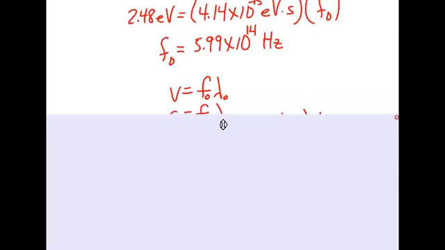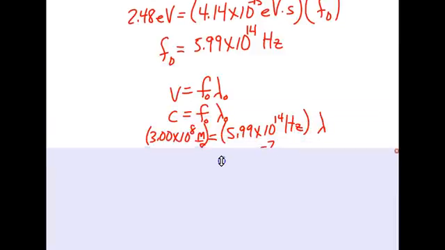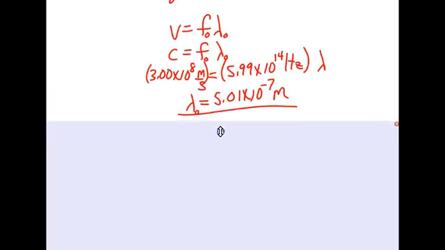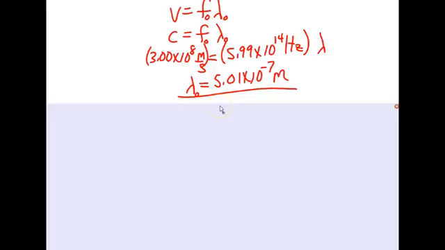You now use the fact that these travel at the speed of light, so use the wave equation. 3 times 10 to the 8th equals your threshold frequency times the wavelength. You solve for your wavelength, 5.01 times 10 to the negative 7 meters. This wavelength could also be called the threshold wavelength, since this is the threshold frequency.